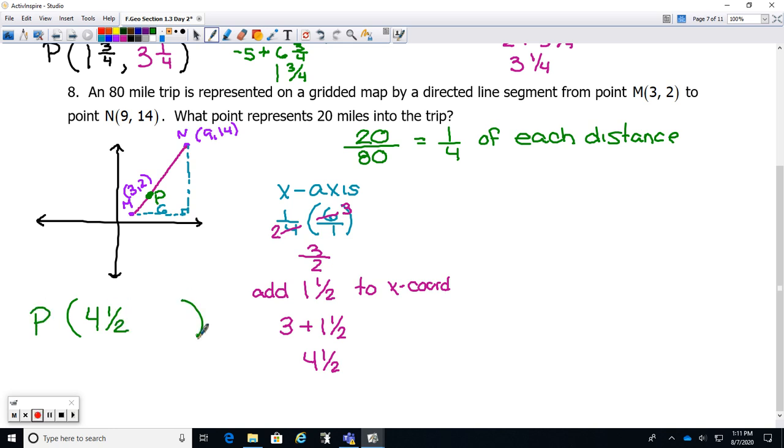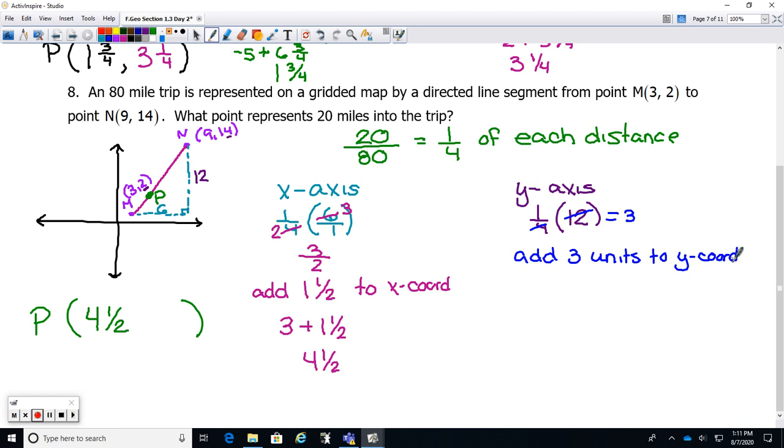Now I had to find out what the y coordinate would be. Let's move over here. Y coordinate. Oh, it's y-axis. Let's put down. Let's go see. Starting here on the y was up here at 2 and it ended at 14 for a total of 12 units. I want 1/4 of the total 12 units. That's a nice easy number. 4 goes into 12 3 times. So I need to add 3 units to the y coordinate.